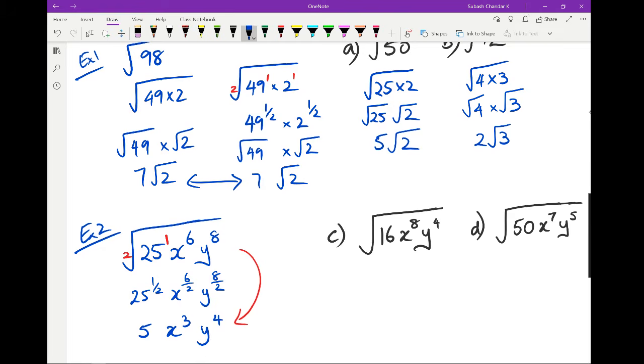For C, I think you know what's happening with the square root of 16. This basically becomes square root of 16, square root of x to the power of 8, square root of y to the power of 4. Those are some horrible numbers, but let's go. Square root of 16 is 4, square root of x to the power of 8 is x to the power of 4, and square root of y to the power of 4 is y squared.